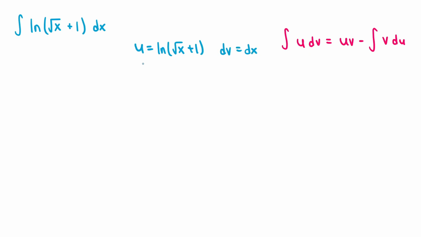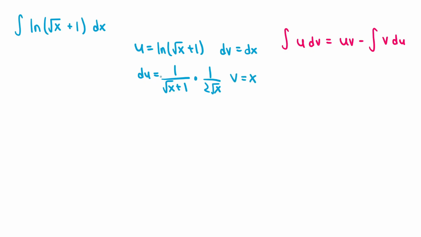If we differentiate u, we get du equals 1 over square root of x plus 1 from differentiating ln of the square root of x plus 1, and then by the chain rule, we also need to multiply by the derivative of square root of x plus 1, which is just 1 over 2 times the square root of x. And since dv equals dx, that means v just equals x.